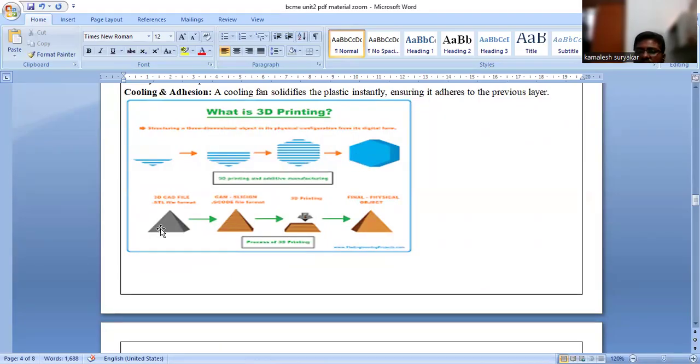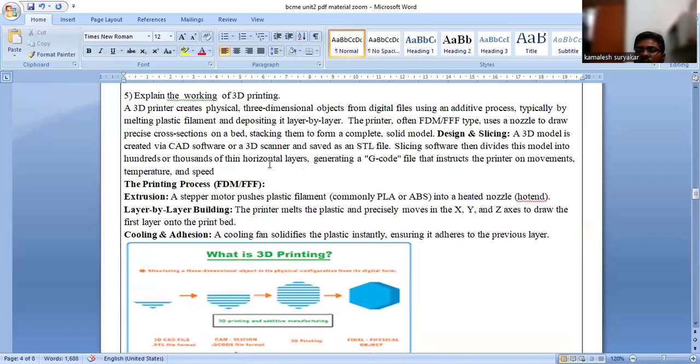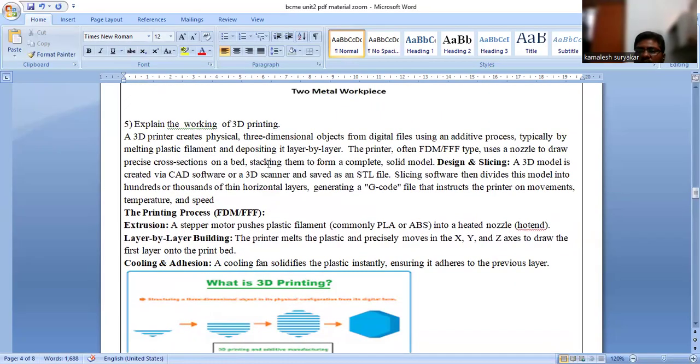For example, you can see here also what happens: the rectangle portion is made. First a 2D CAD file is made. After that it is sent to the CAM. After that it is 3D printed. After that the final crystallization is formed here. So this is an additive process. You are going to create the object layer by layer, which is a new technique in 3D printing in the mechanical engineering of the BCMA subject.